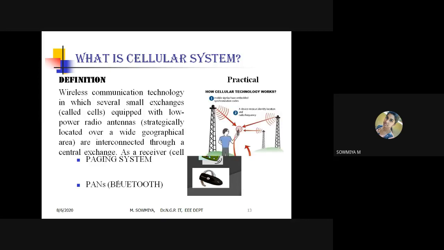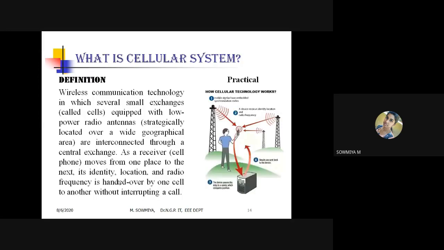Now, what are cellular systems? Cellular systems are wireless mobile communication systems that divide a large geographic area into smaller sections or cells. Each small section consists of low power wireless transmitters. The division is done so that communications do not clash with each other, and the purpose of low power transmitters is to make the best use of the limited number of frequencies.